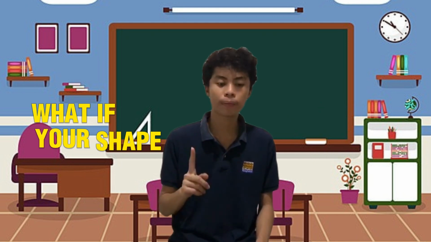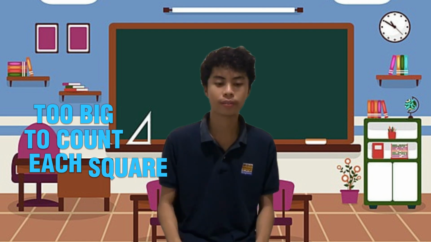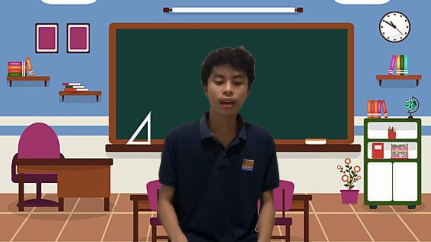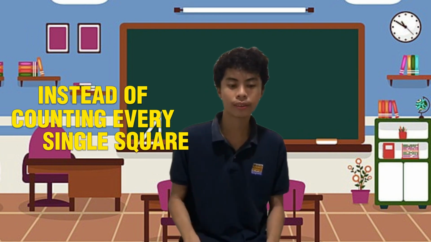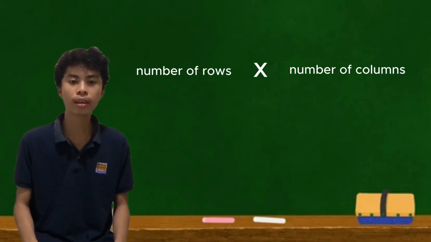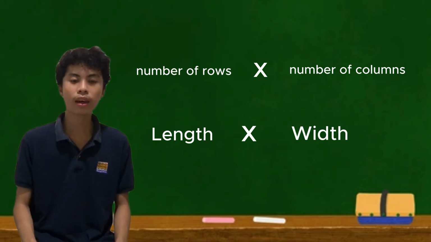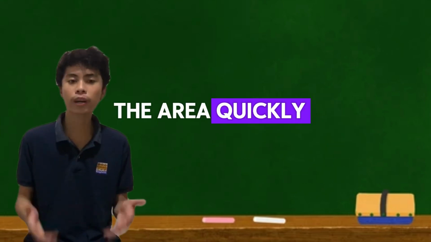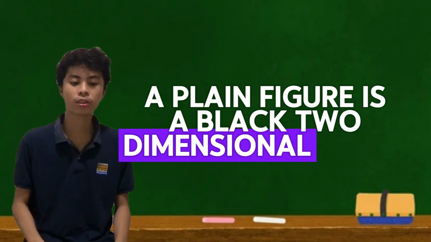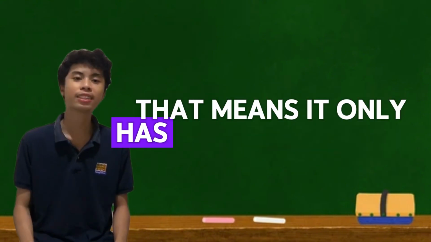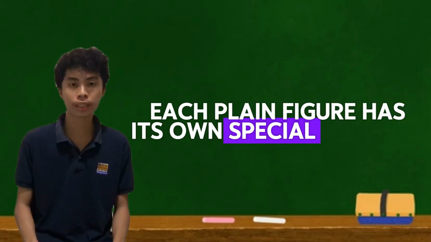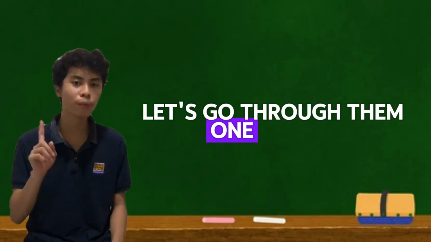But what if your shape is way too big to count each square? Well, that's where formulas for the area come in. Instead of counting every single square, we can multiply the number of rows by the number of columns, or simply length times width. This helps us figure out the area quickly and easily. A plane figure is a flat, two-dimensional shape. That means it only has length and width. Each plane figure has its own special formula. Let's go through them one by one.